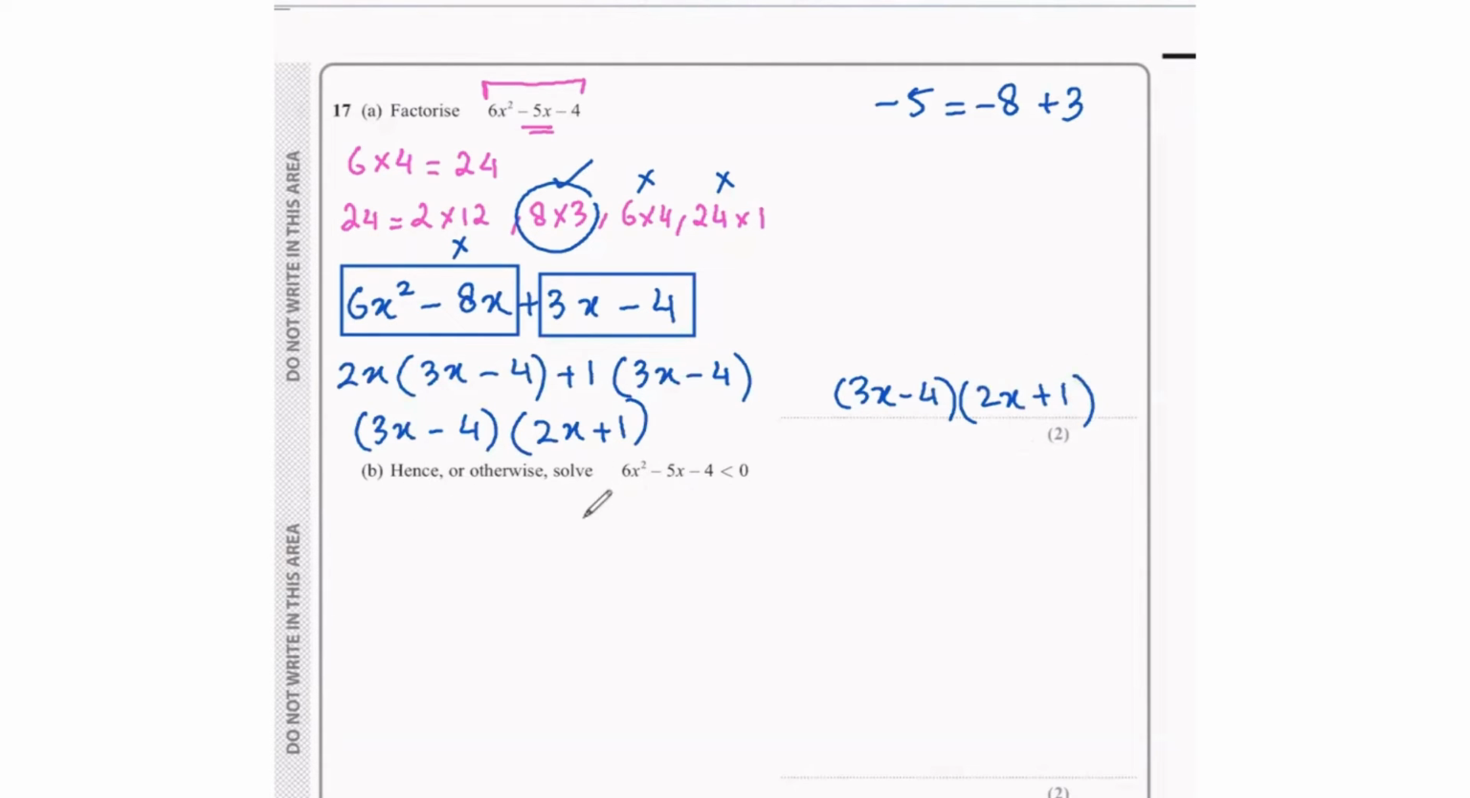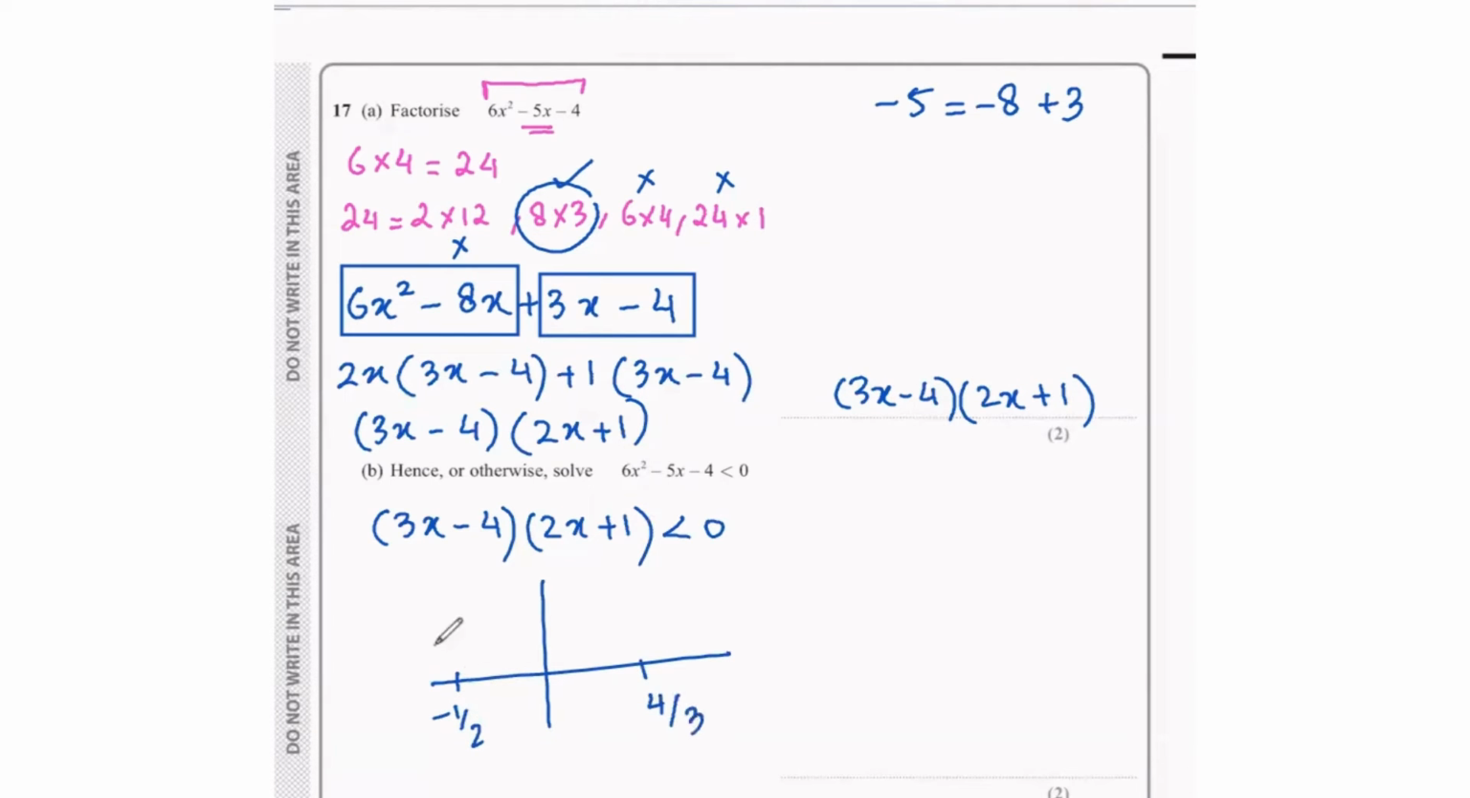Part B says hence or otherwise solve 6x squared minus 5x minus 4 less than 0. So we're going to use the same factors, but now we're going to write it as an inequality. When you have quadratic inequalities, the first step is to make a rough graph. So negative 1 over 2 will come over here, and 4 over 3 will come over here. This is your quadratic graph.